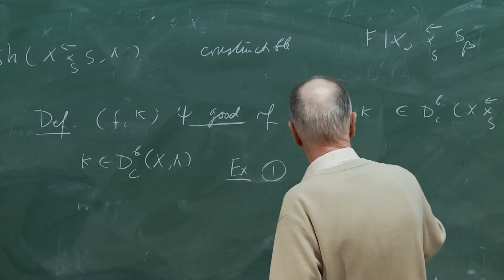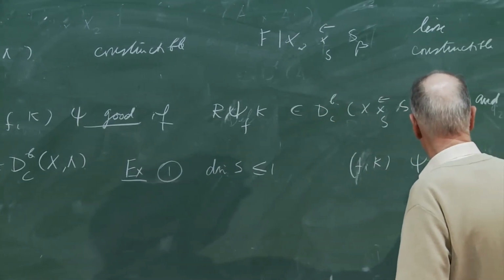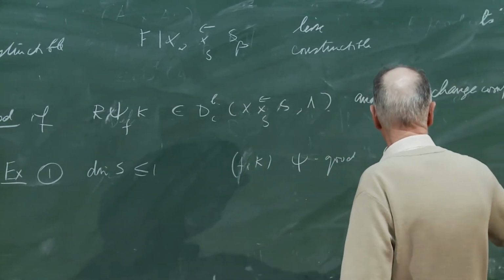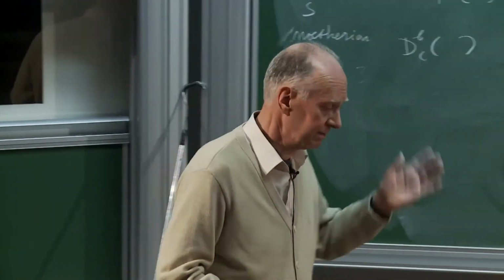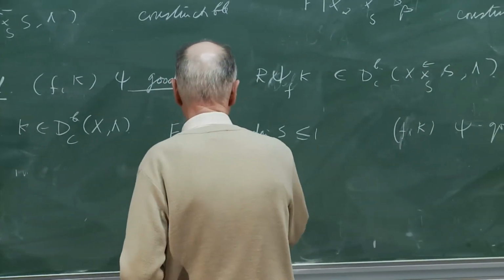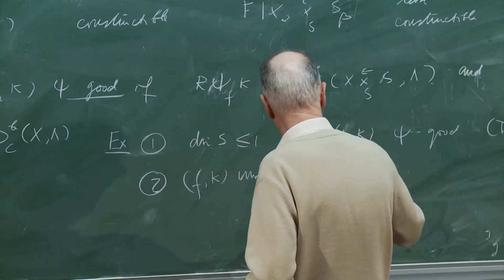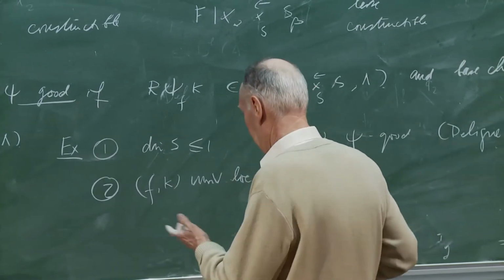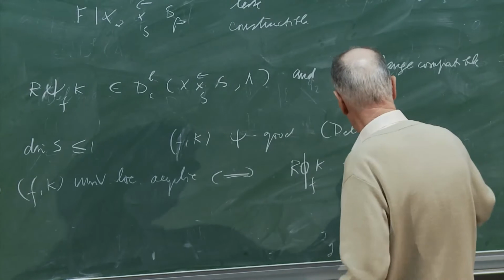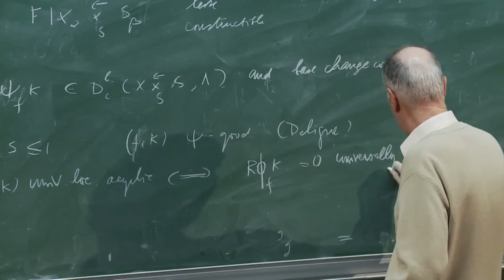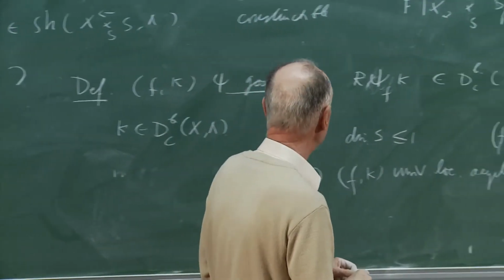If S is of dimension at most 1, then any F K is psi good. This is due to Deligne. The case of dimension 0, by the way, is not trivial. This is the local acyclicity of a map over a field. Second, if F K is universally locally acyclic, then F K is psi good actually, and in fact our R phi F K is 0 universally. As Takeshi pointed out, this uses some argument in SGA 4.5 Théorèmes de finitude appendix.